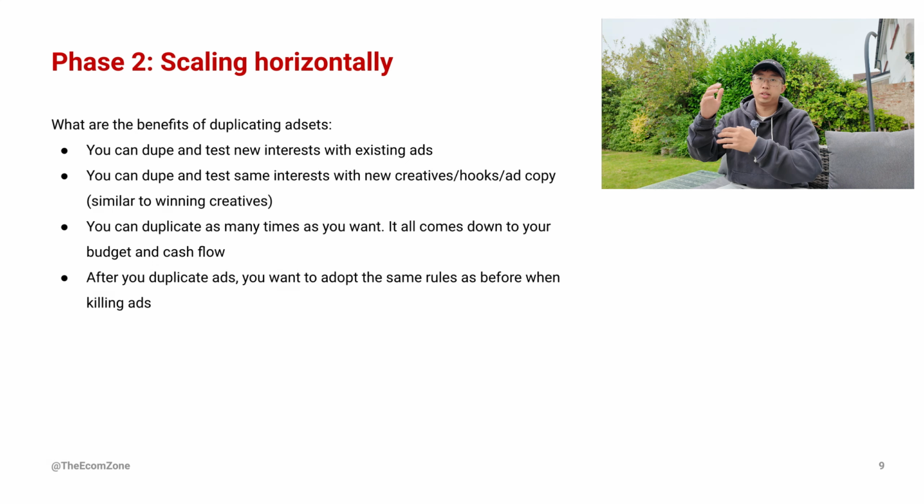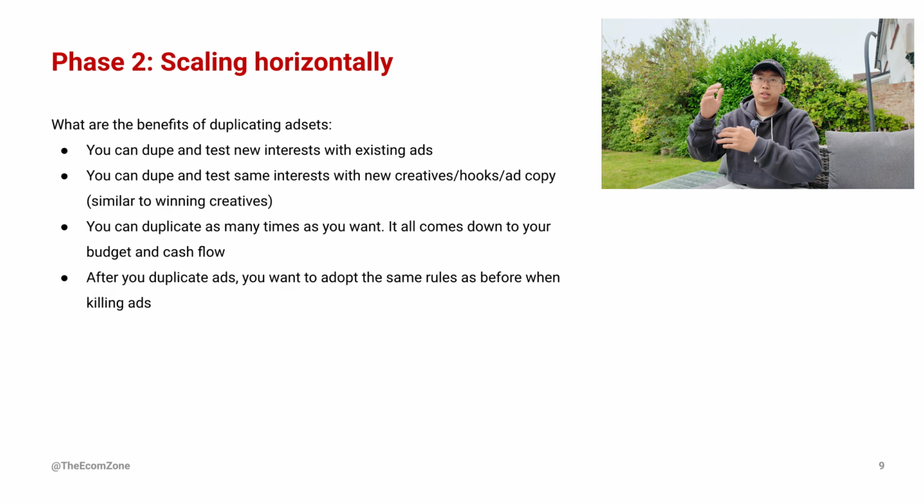Even when you're scaling, the ABO campaign always remains on and you're constantly adding new creatives in there and testing new interests. So you can duplicate as many times as you want. It all comes down to your budget and cash flow. And after you duplicate ads, you want to adopt the same rules as before when killing ads. So you wait 48 hours, see how that goes, see where you can improve your ads, and so forth.